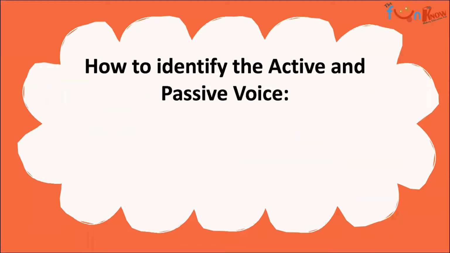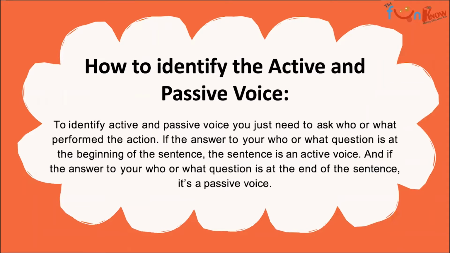Now, how to identify active and passive voice? There are some rules to identify active and passive voice. All you need to ask is who or what performed the action. If the answer to your who or what question is at the beginning of the sentence, then it is an active voice sentence. The same answer, if it is at the end of a sentence, then it becomes a passive voice sentence.